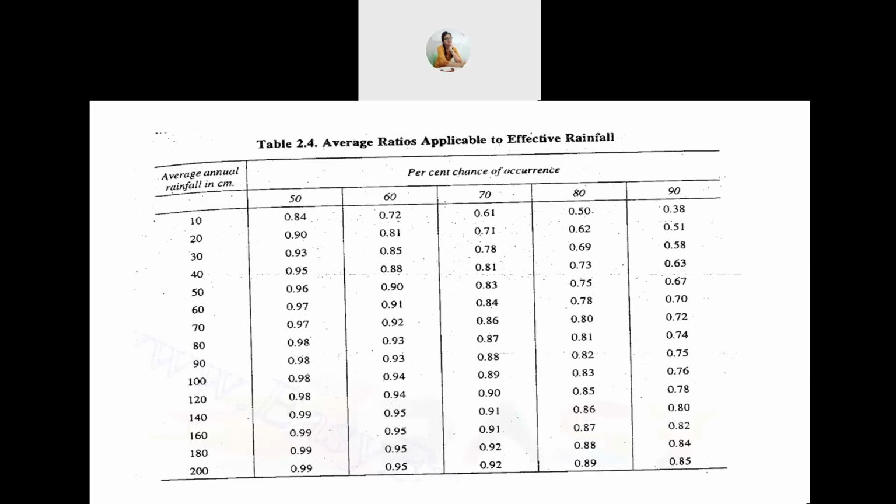This is the table which shows the average ratios applicable to effective rainfall with the headings average annual rainfall in centimeters and percent chance of occurrence of the rainfall.